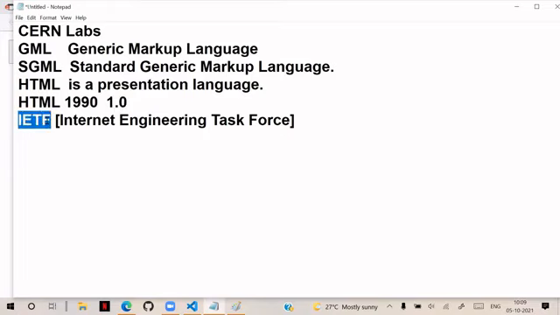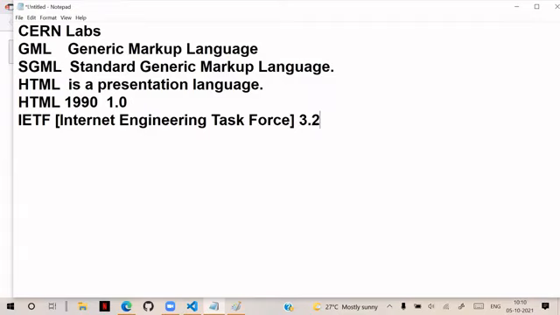After that, the Internet Engineering Task Force took the responsibility of HTML. They developed HTML versions up to 3.2, adding several new things. Because when Tim Berners-Lee introduced HTML, we didn't have images, links, or forms. That means nothing like register or login, only plain text content. Later versions introduced links, multimedia, animations, forms, and tables.